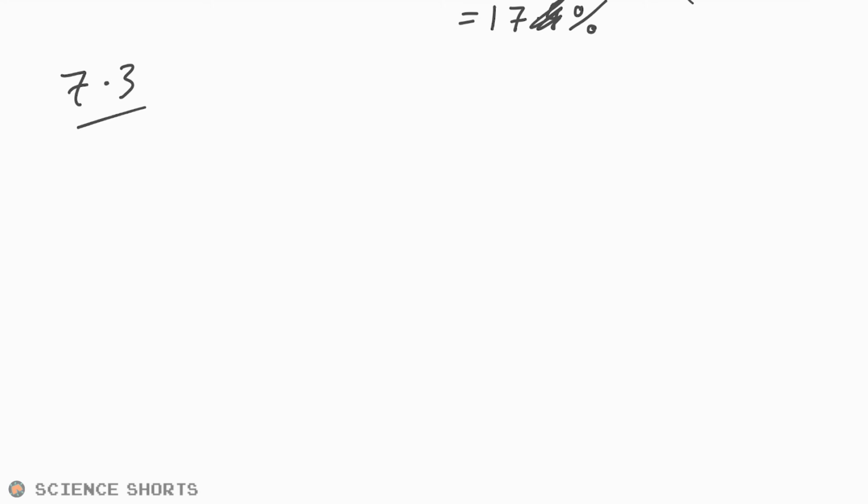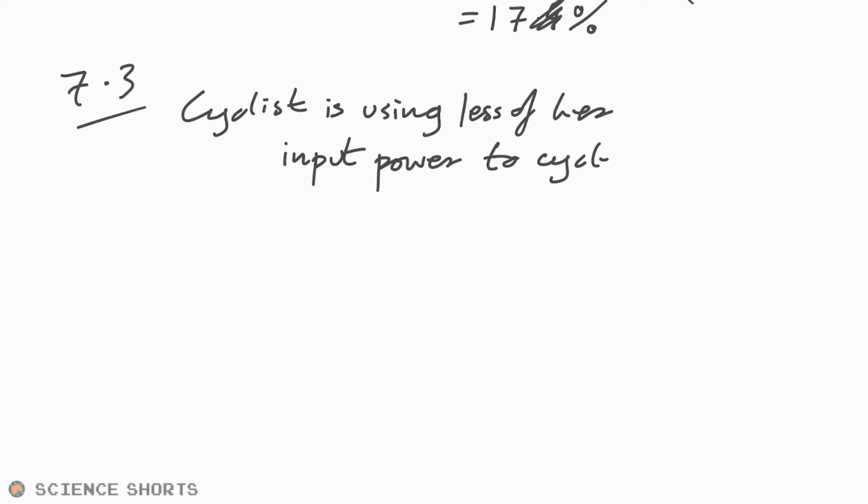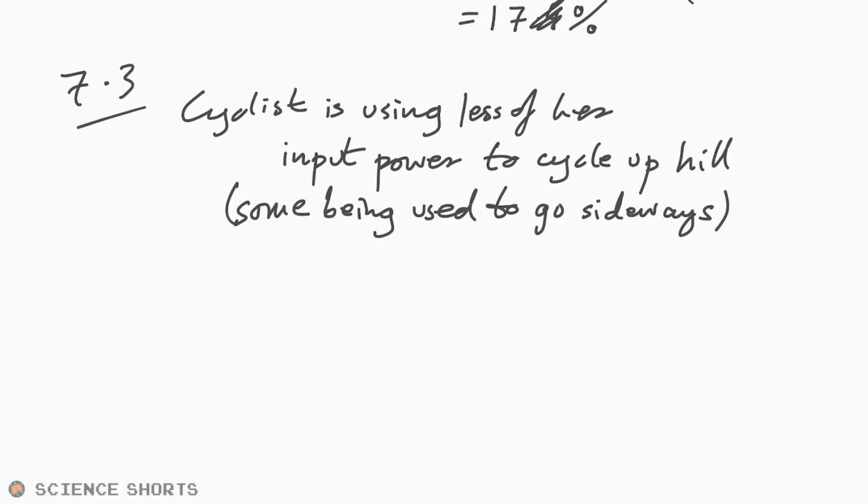She maintains a steady speed of 1.63. Discuss how useful power out when taken apart compares with useful power out. Well, of course, it's not going to be as useful power out, is it? So the cyclist is using less of her input power to cycle uphill, with more being used to go sideways. So therefore we can say that P out is less.